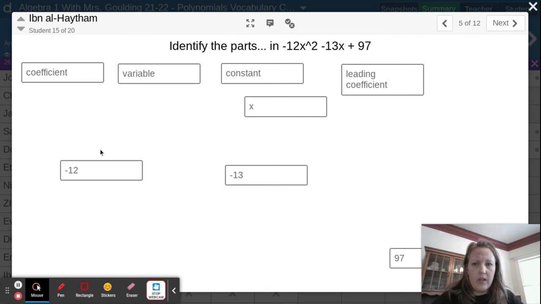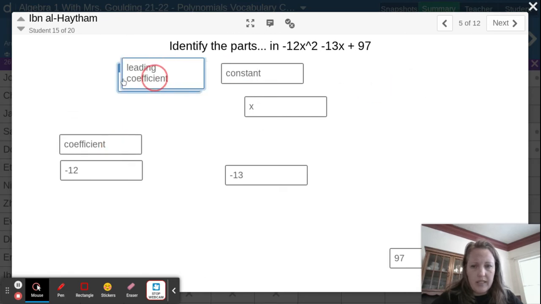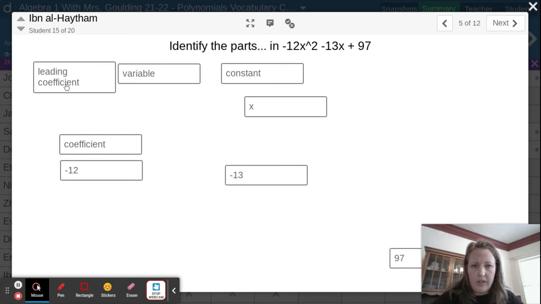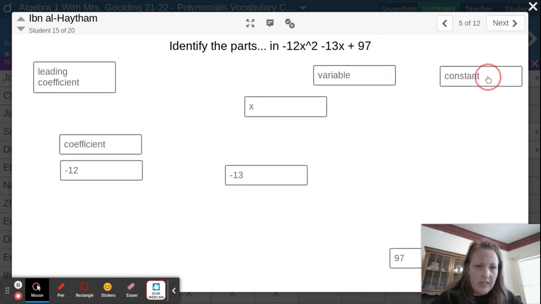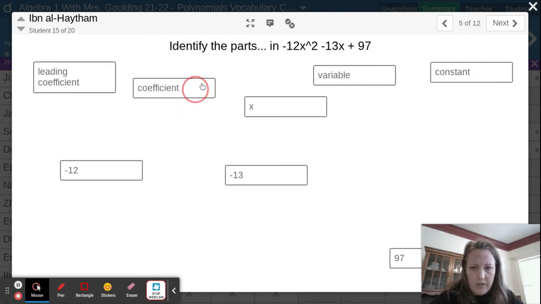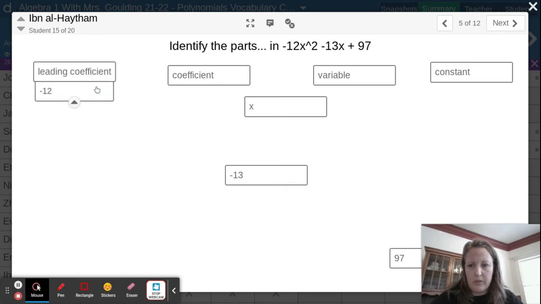All right, so the coefficient... and you know what? If it's helpful to you to put these in order, the leading coefficient is the thing from left to right that comes first. The constant in this case, well, I don't know why that's doing that. The constant is the furthest to the right at the end. Then there's the coefficient, and then there's the variable. So I just put them in order from left to right. So the leading coefficient is right here. Okay, that's the coefficient of x squared. So that's -12. So you're going to bump those together.